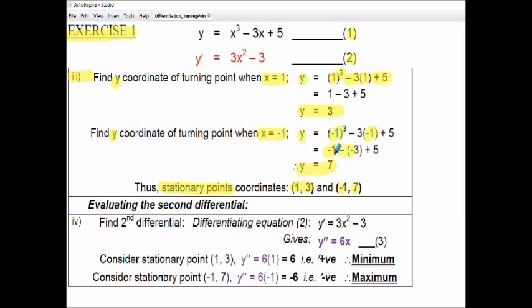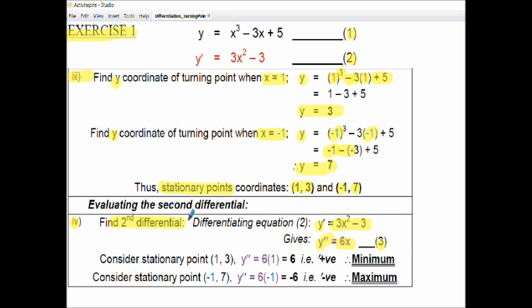However, without the graph, we wouldn't know if they're maximums and minimums. So we use step 4 here to find out whether they're maximums or minimums. Step 4 requires us to find the second differential. We've got our first differential, the y dash equation is 3x squared minus 3, from equation 2 above. So find the second differential, y double dash. That would equal 6x from standard form. So 3x squared becomes 6x and the minus 3 constant disappears. I've called that equation 3.